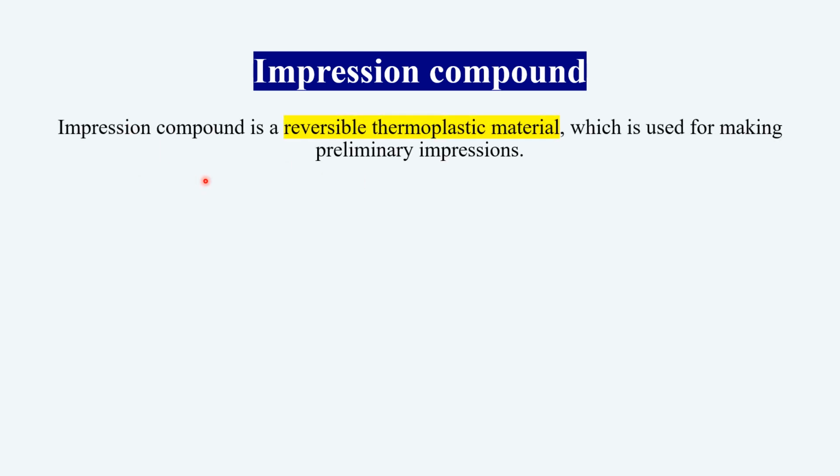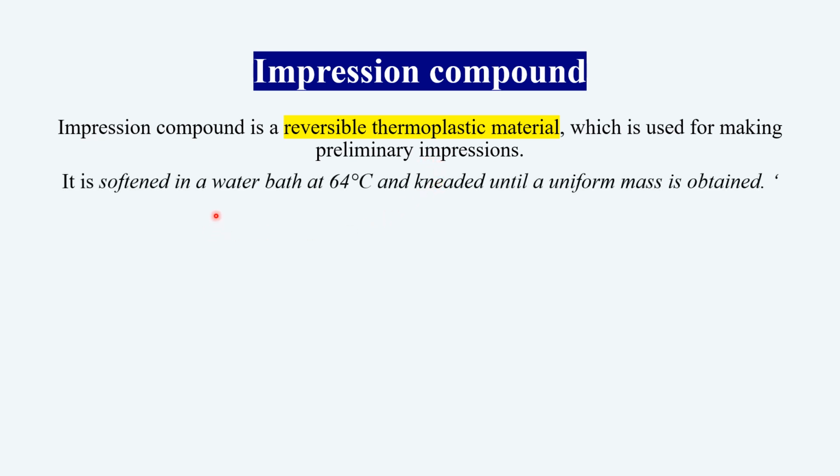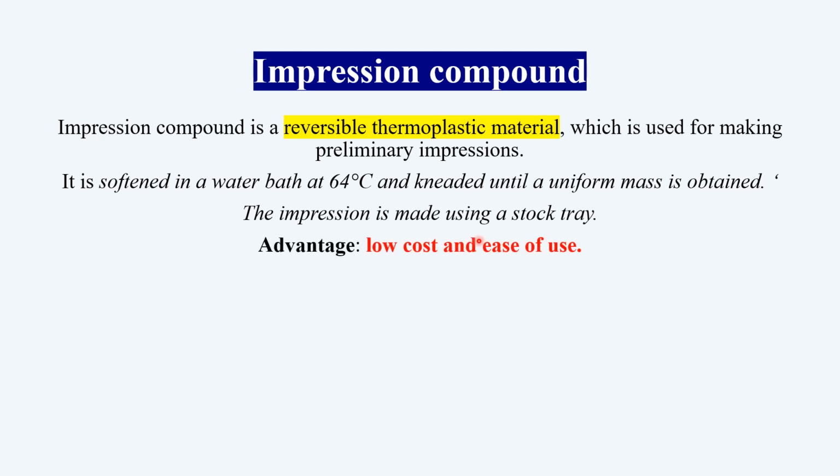Now impression compound is a reversible thermoplastic material. Okay, it is reversible as well as thermoplastic. It means we can manipulate it using hot water. It is softened in a water bath at 64 degrees Celsius and it is kneaded until a uniform mass is obtained. Now the impression is made using a stock tray. The advantage of it is low cost and it is very easy to use since it is a reversible material. The only thing we need is a water bath.